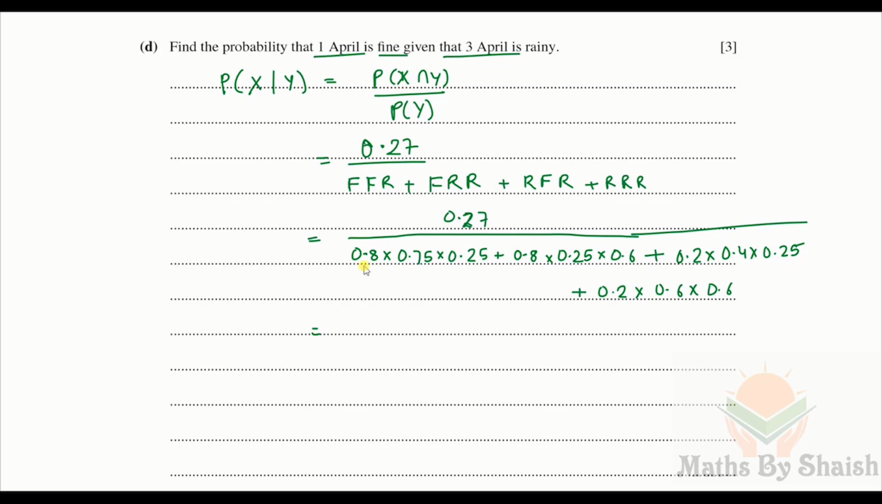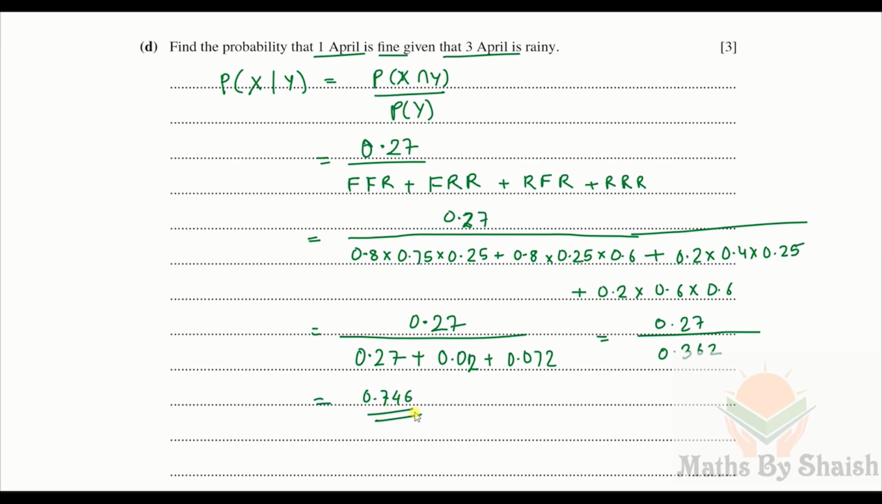Now we already have these two values from the previous part, and we need to calculate the last two parts. So these two will sum to 0.27. So the total value is 0.27 over 0.362, which is going to be 0.27 divided by this value, from the calculator we got 0.7458, so 74.58%. So this is the probability that 1st April is fine given that 3rd April is rainy. I hope it is clear. Let's do the next question now.